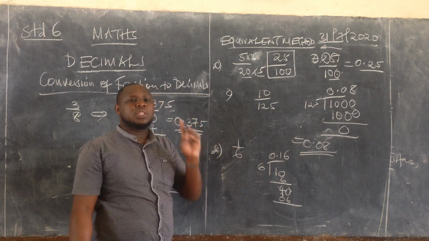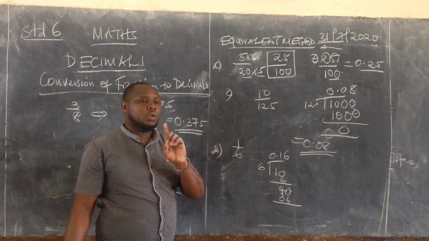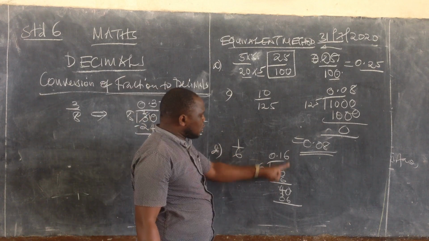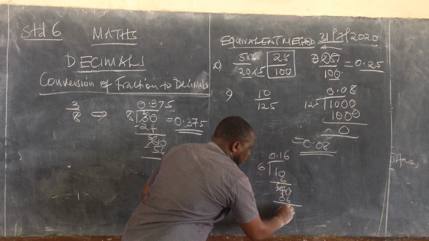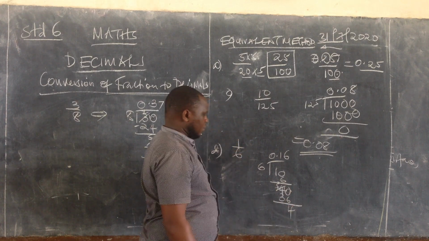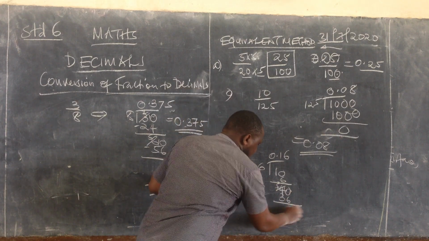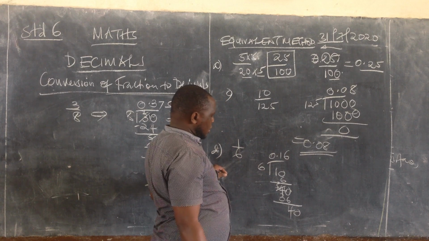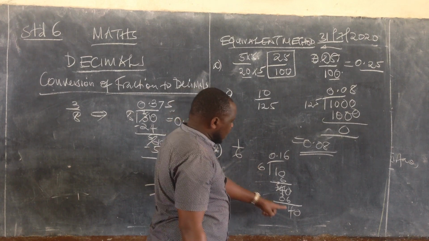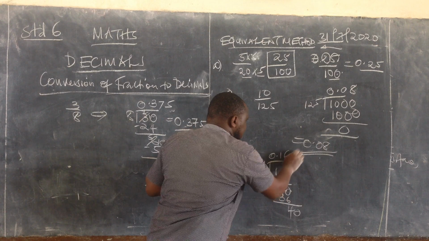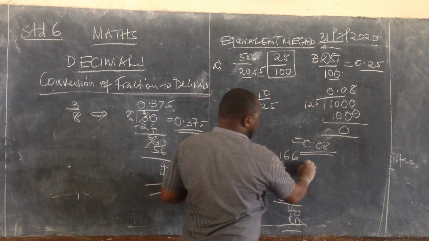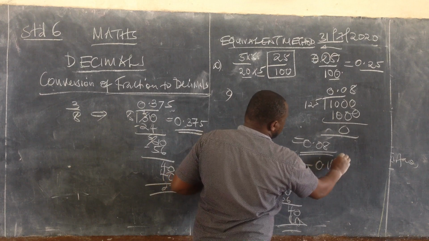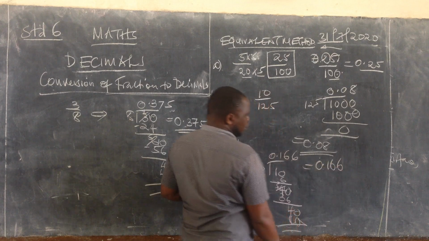So here you must know the multiplication table. 6 times 6 you get 36. And you subtract here, you get what? You get 4 again. Put a 0 there. Then 6 gets into 40 how many times? 6. You just get 40. You can just write for me 0.166, because the next one is going to be 6.